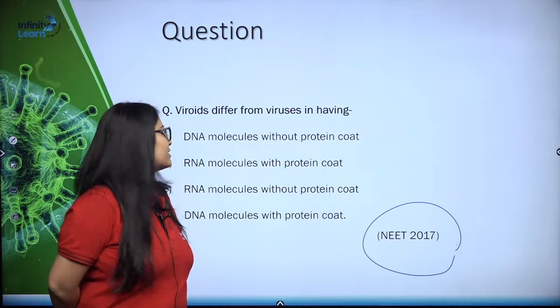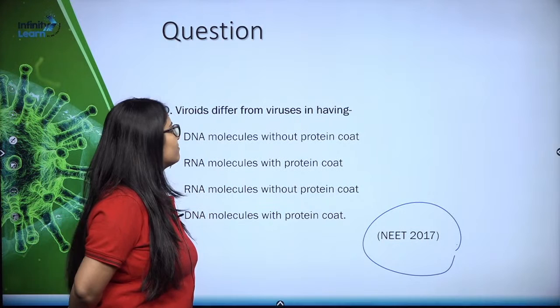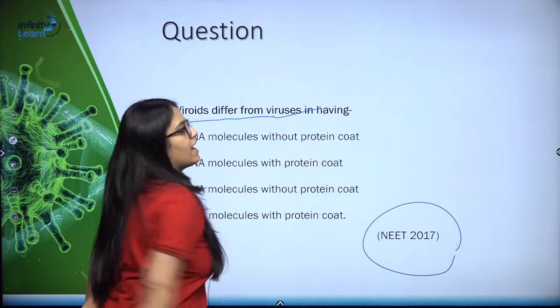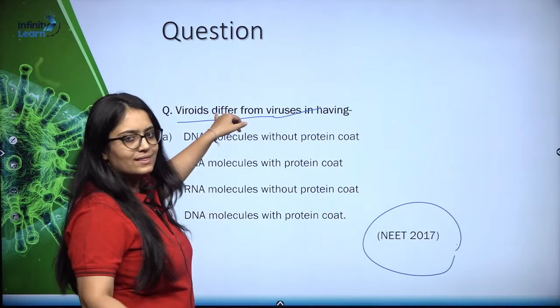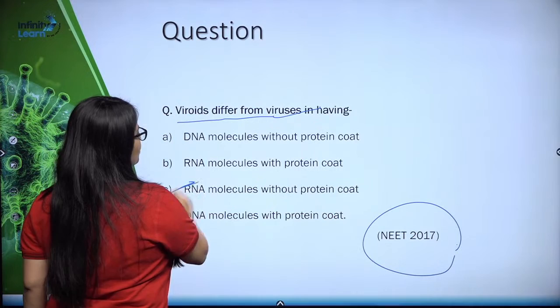Next question. Viroids differ from viruses in having. Come on, guys. So, yeah, that's right. Viroids have RNA molecule without protein coats because viroids are nothing but free RNA molecules. That's right. So, viroids differ from virus in having RNA molecules without protein coat. Excellent. C for cute. Oh, that's so nice.